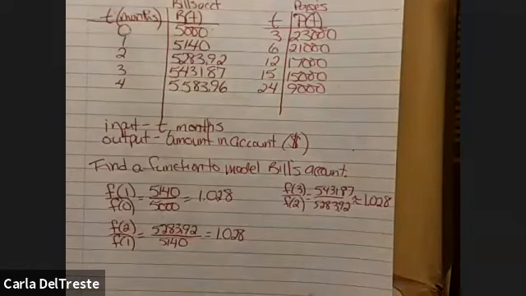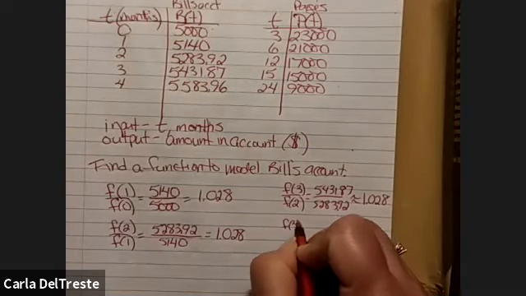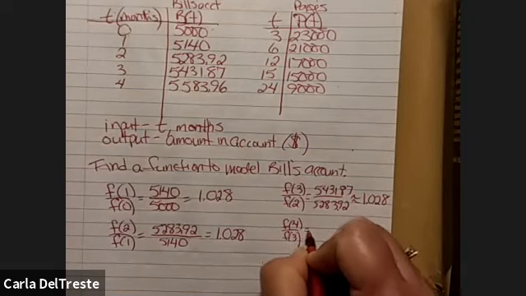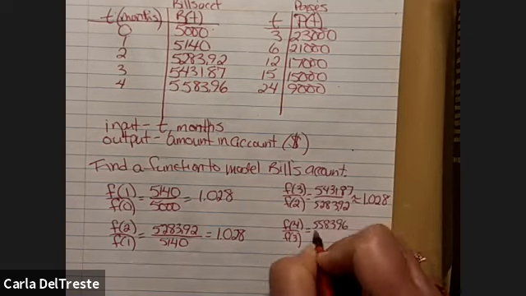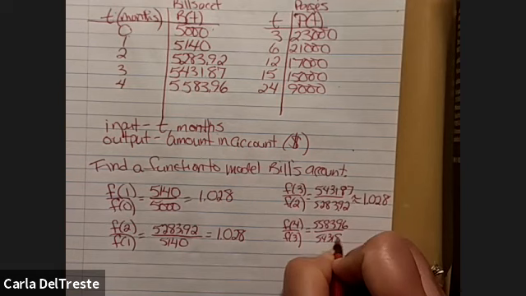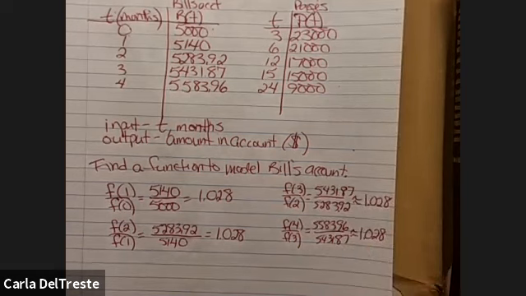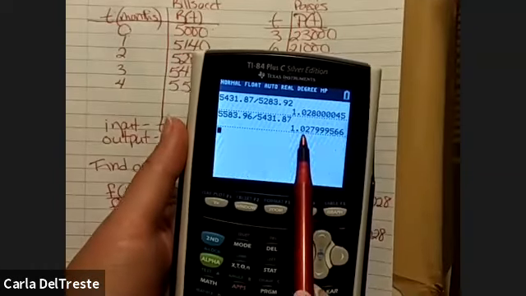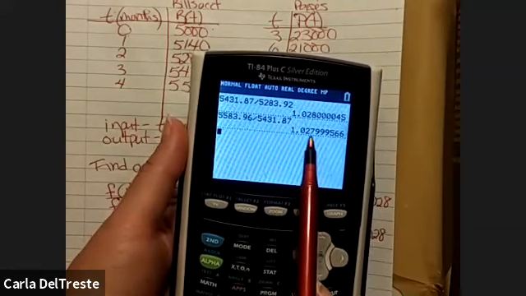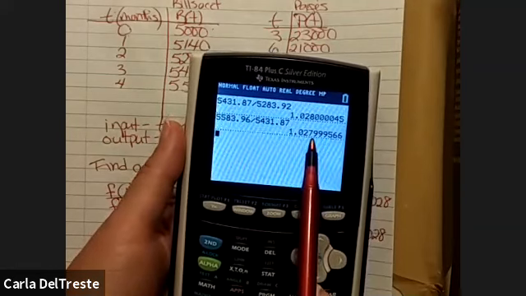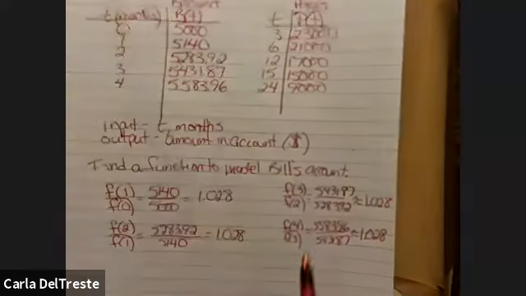Okay, and the last one, I want to divide f of 4 by f of 3, which is 5,583.96 divided by 5,431.87. And again, it's not exact. And I will show you what the number comes out to be in case you're doing this as you follow along. Okay, this is what the number actually comes out to be. But look, it's 999, okay? So that's essentially 1.028, okay? So they are pretty much the same values.